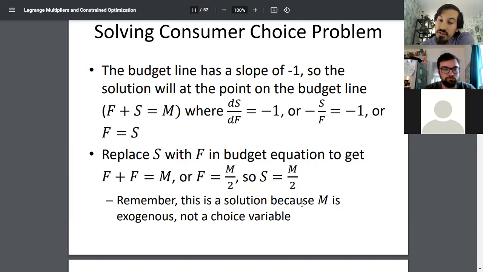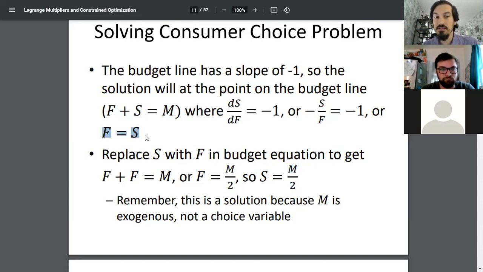Remember, this is a solution. Just because we have m's here, you might say, well, we haven't actually solved it because we don't know what m is. Actually, yes, it is a solution because m is exogenous, not a choice variable. So it's totally fine to give your answer in terms of exogenous variables. It's not okay to give your answer in terms of other choice variables like this.